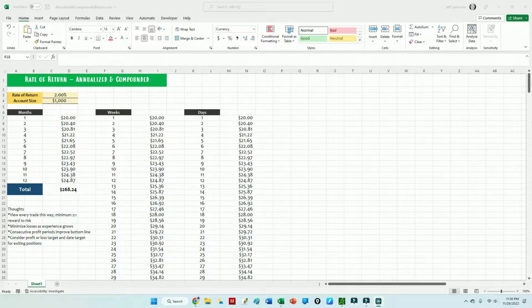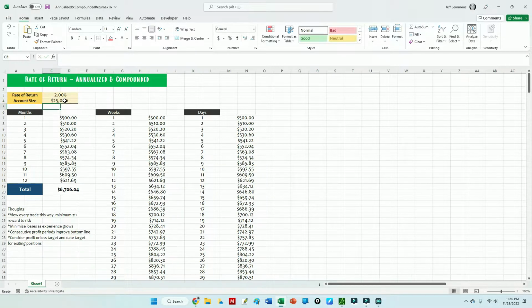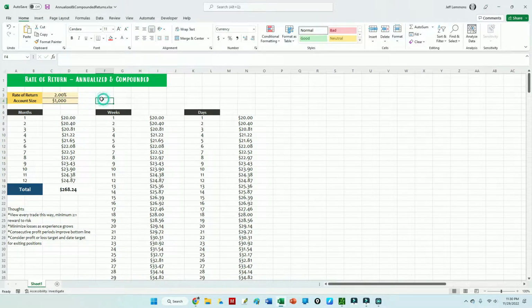You can see here on the screen, I've got 2% as my rate of return plugged in. I've got my account size of 1,000. You could change this to any number, and you could see the numbers would change accordingly. But we'll start with 1,000 just to highlight how you could take a relatively small amount of money and a relatively attainable rate of return and turn it into a larger sum of money.